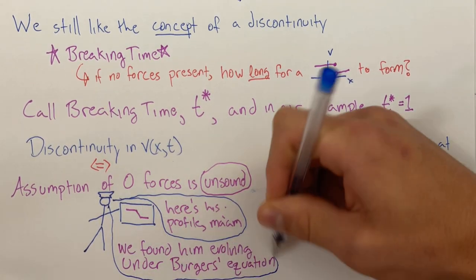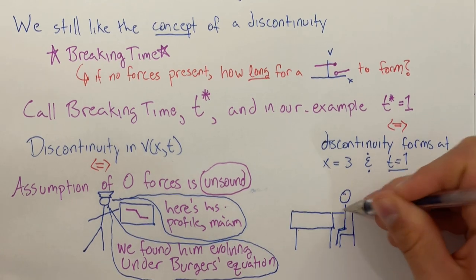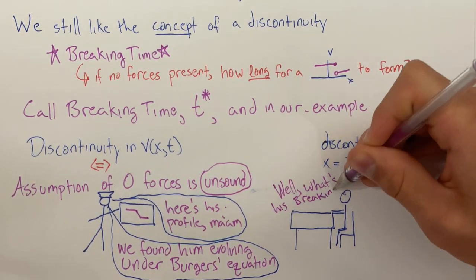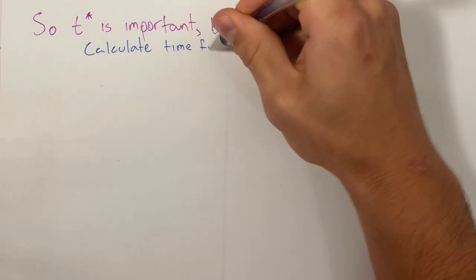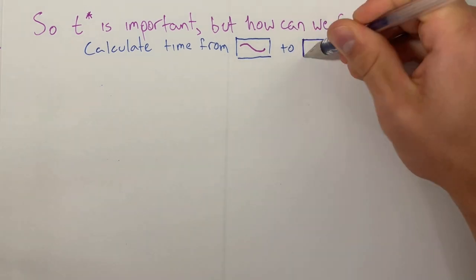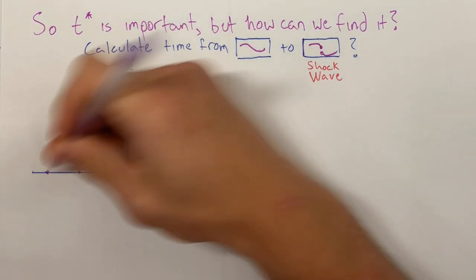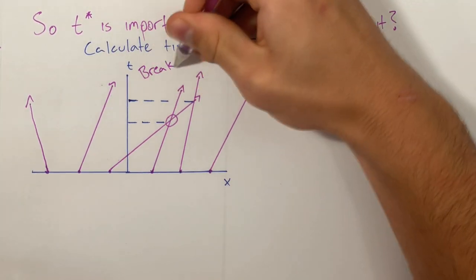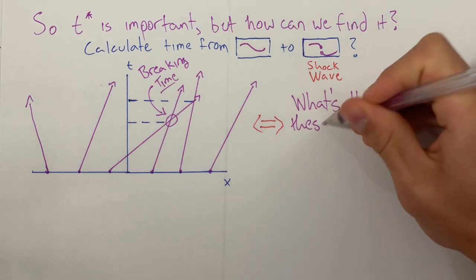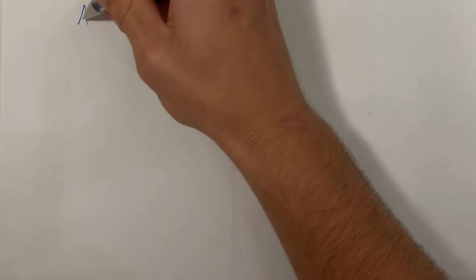Therefore, the breaking time, t star, is the distinguishing number associated with every velocity profile whose evolution is given by Burgers' equation. So, how can we find t star? How can we calculate how long until we get our shock wave? Well, let's look back at our x-t plane and our drawing of characteristic lines. We saw that our breaking time was the earliest time that our characteristics intersected. So if we can figure out when those lines intersect the earliest, we'll have the breaking time.